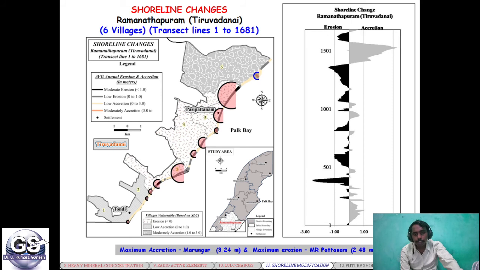The southern part of the study area, which falls in the Ramanathapuram district of Tiruvadanai Taluk, was covered with 6 villages. Among these 6 villages, maximum accretion was noticed in Marugur village with a value of 3.24 meters, and the maximum erosion of 2.48 meters was noticed in MR Pattanam village.